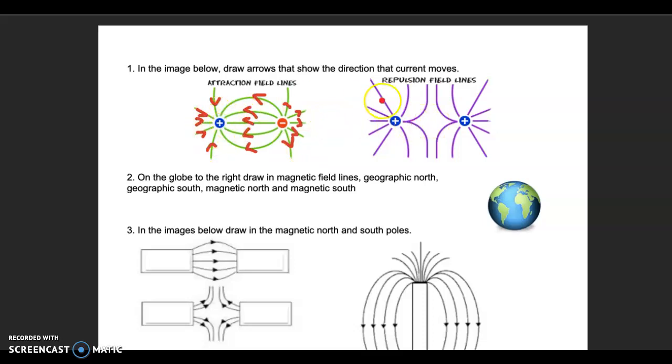But anyway, we got two positives over here, so repulsive, but really the main idea is that, remember, we're always moving towards positives here. So in all of these lines, the arrow should be pointing towards the positive.